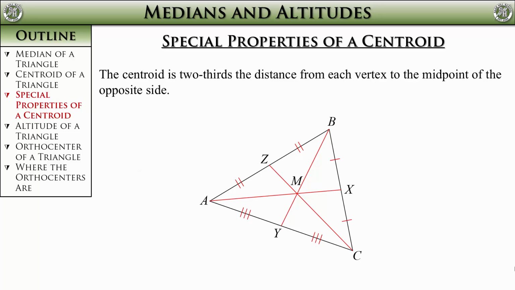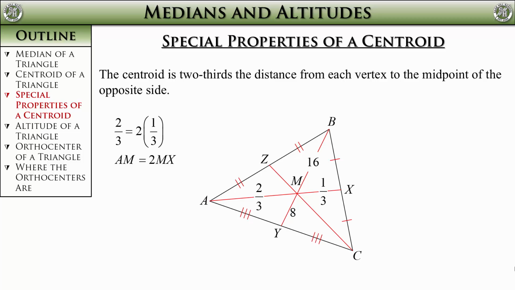I mentioned that the centroid splits up each median into 2/3 and 1/3 size chunks. This is what that looks like. Each one is split into 2/3 and 1/3, or this is a popular way to go about it. You should know that 2/3 is twice as big as 1/3, so the 2/3 side of the median is twice as big as the 1/3 side. In this case, AM is twice as big as MX. That is very handy when solving problems using the centroid. As an example, if you know that MY equals 8, then you know that MB is going to be twice that, or 16.